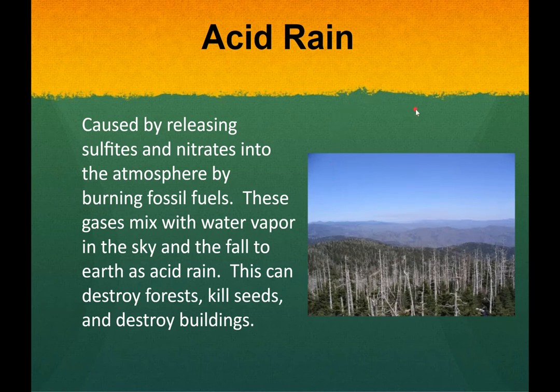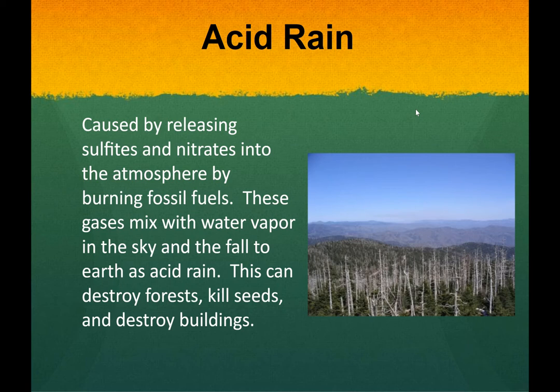So the human impact on Earth, there are quite a few impacts that we have on the air, the land, and the water. So acid rain is one type of human impact. Acid rain is caused by sulfites and nitrates that are released into the atmosphere through the burning of fossil fuels. So these gases essentially mix with the water vapor that's up in the clouds, and then they combine. And when the rain falls back to Earth, it is more acidic than normal.